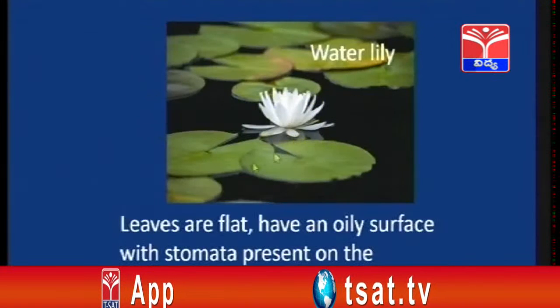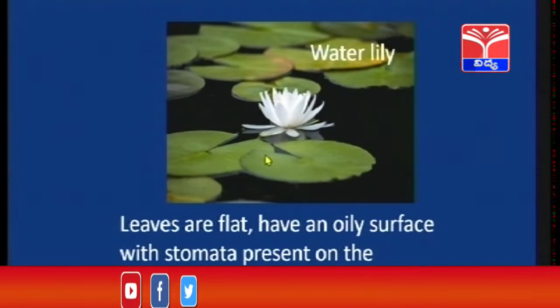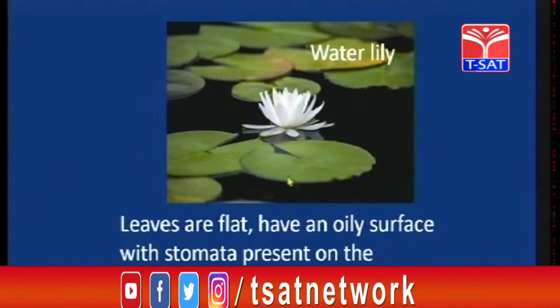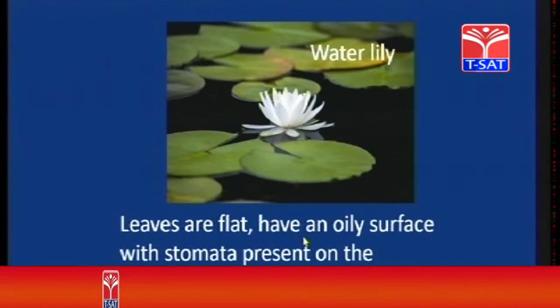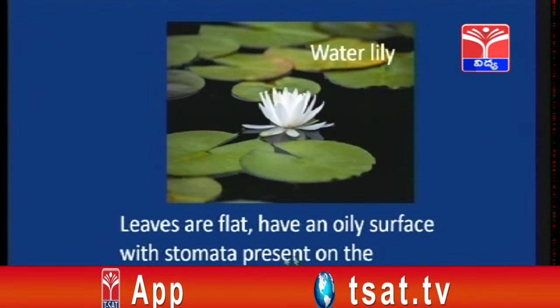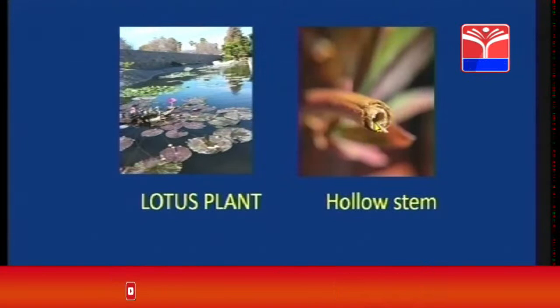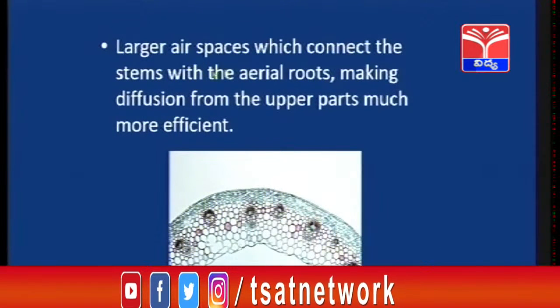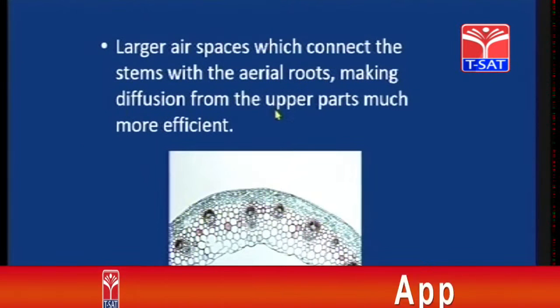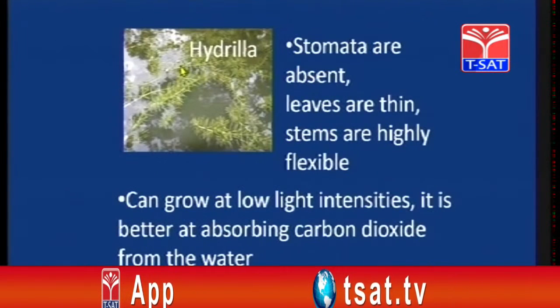So, water lily. You can see, children, the leaves are flat and they have oily surfaces with stomata present on the upper surface of the leaf. Lotus plant, children, you can see the hollow stem. By this, they will do the respiration. Large air spaces which connect the stems with the aerial roots make the diffusion from the upper parts much more efficient. Children, this is the hydrilla.